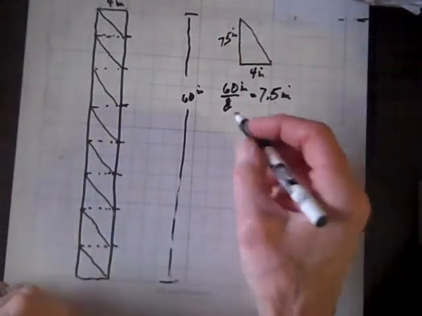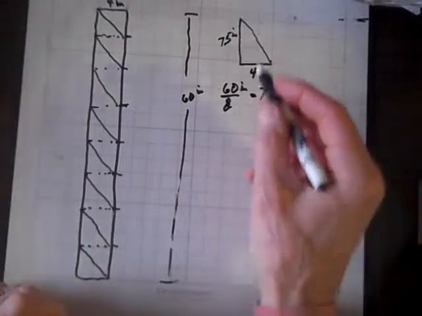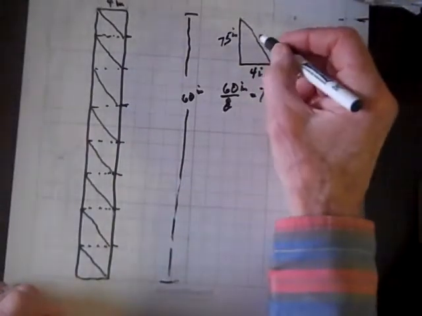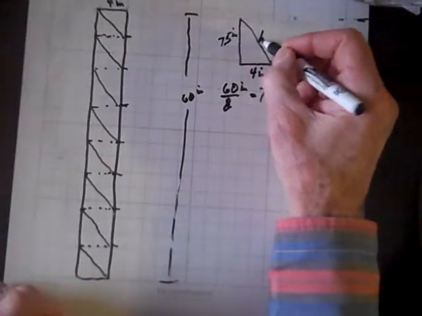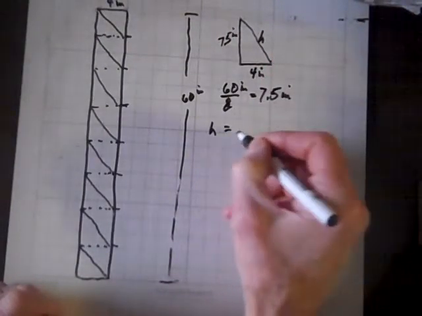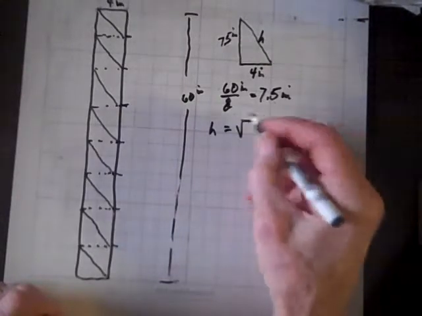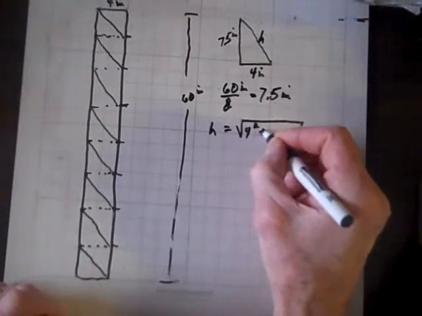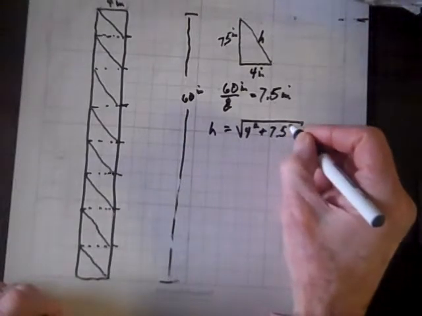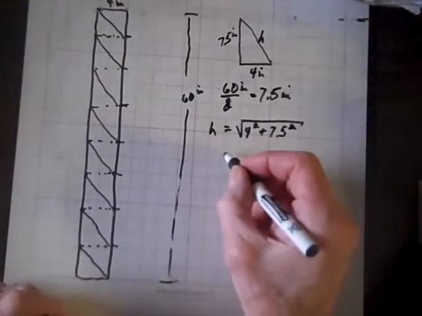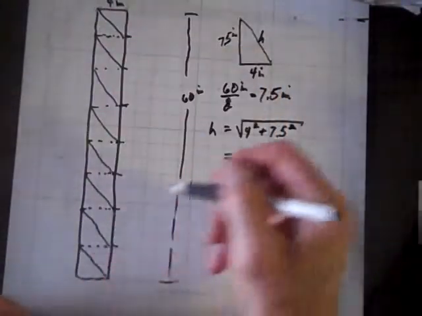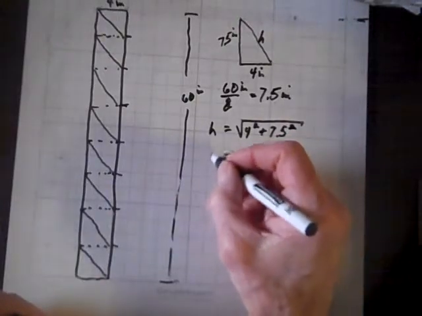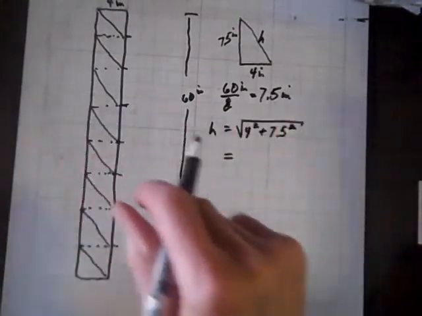Now, the length of each one of these diagonals, I'll call it the hypotenuse, and so h equals the square root of 4 squared plus 7.5 squared by the Pythagorean theorem. And now the entire length of the wire, let's compute this right now.